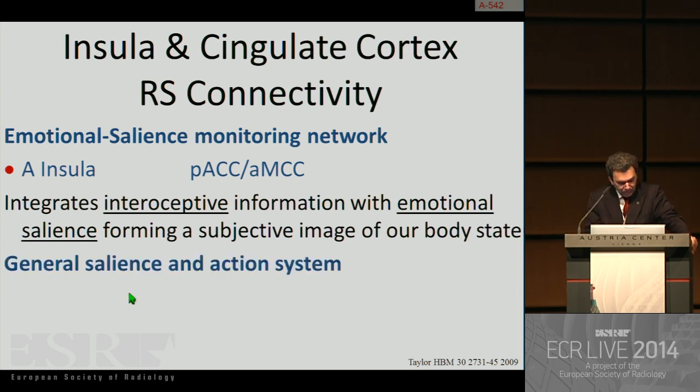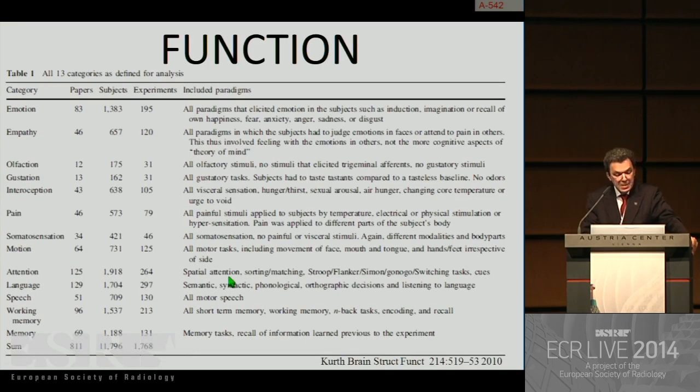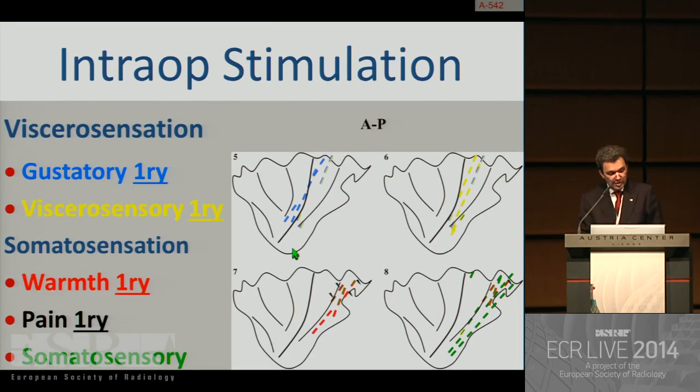And then you have a general salience and action system, which is all of the insula. And that's more about the environment, monitoring the environment, what's happening around me, who's talking in front there, what am I, how am I feeling. The problem is that when we talk about functions and emotional functions and other related functions and look at what is in the insula, for example, and in the cingulate, it's quite a lot of things. How can we group them? We can group them into four: sensory motor, chemical sensory, cognition, social emotional. And we can see where they are, for instance, in the insula.